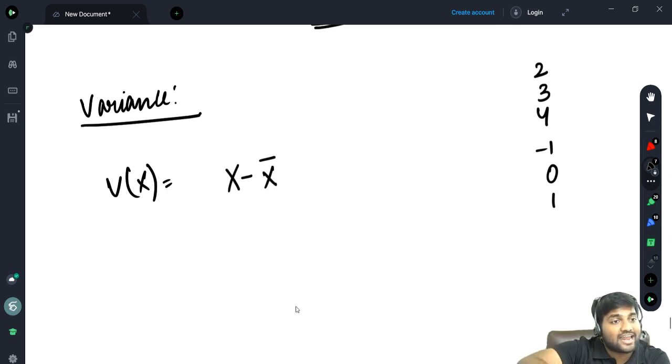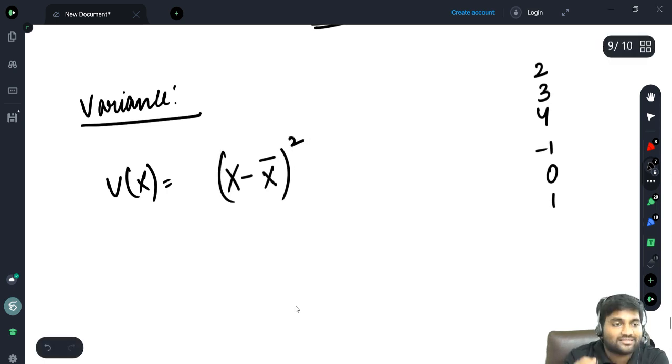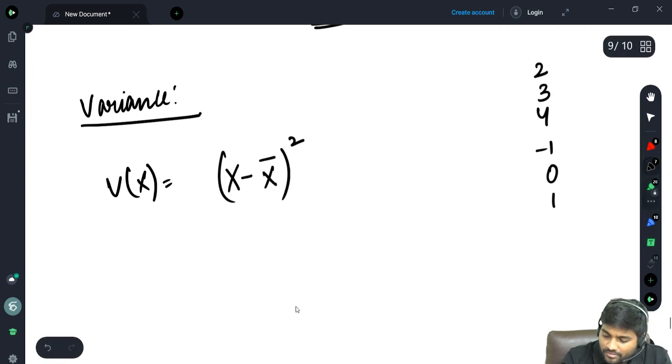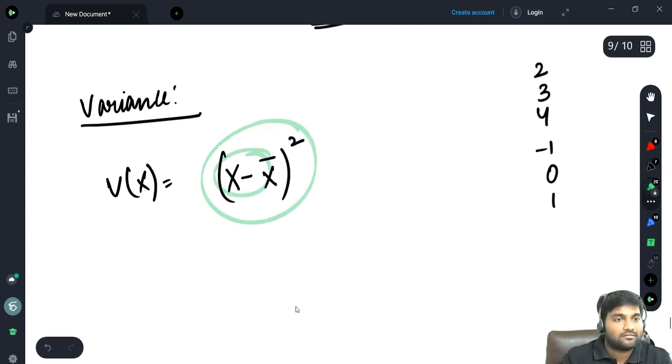Then this deviation can be positive or negative. So we are squaring this. Why are we squaring this? Because we need the spread. We are not basically concerned with the sign. We just need the spread. So that is why we are squaring this. And now we need the average. Follow me. Deviation, deviation square. So variance is the average deviation square.